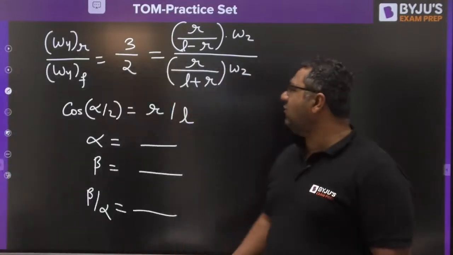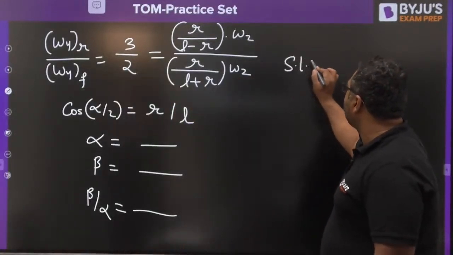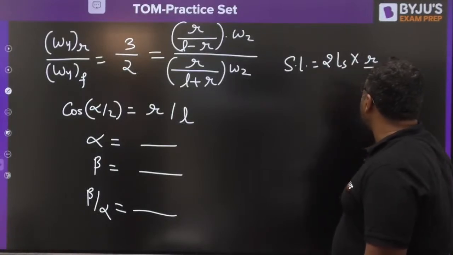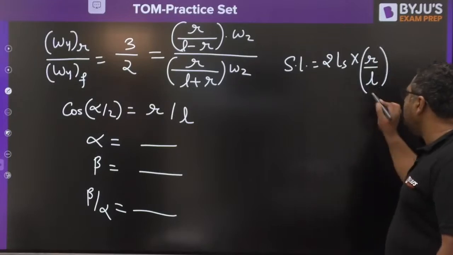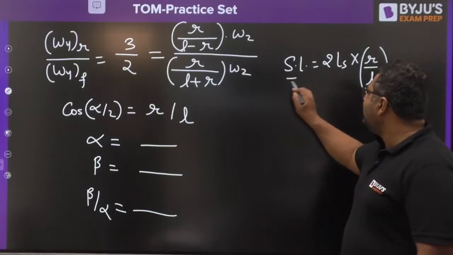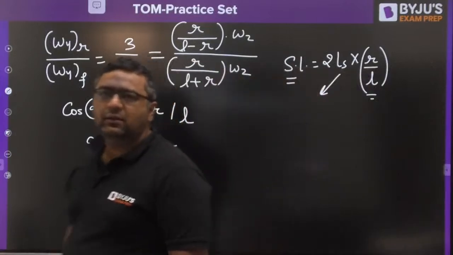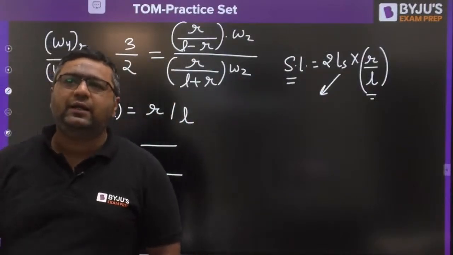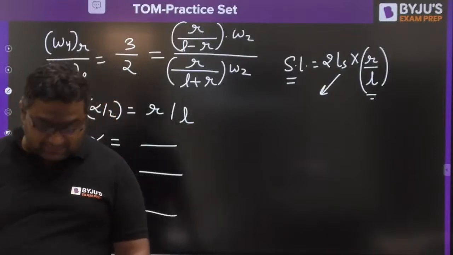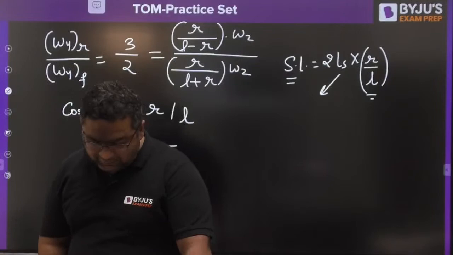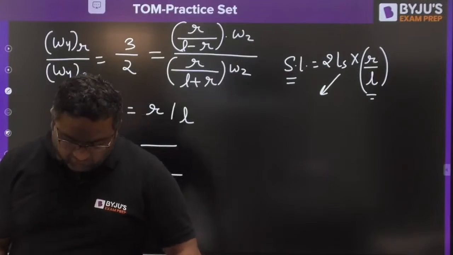Then, my dear, you know the formula for stroke length: 2 times length of slotted bar into R by L. The ratio R by L is known to you, and the stroke length is given to us, so we can find this. Solve it, guys. Okay, so the quick return ratio is coming out to be, Bhavya is saying 1.29. Abhishek is saying it to be 2. What about others? I want answers from all of you.